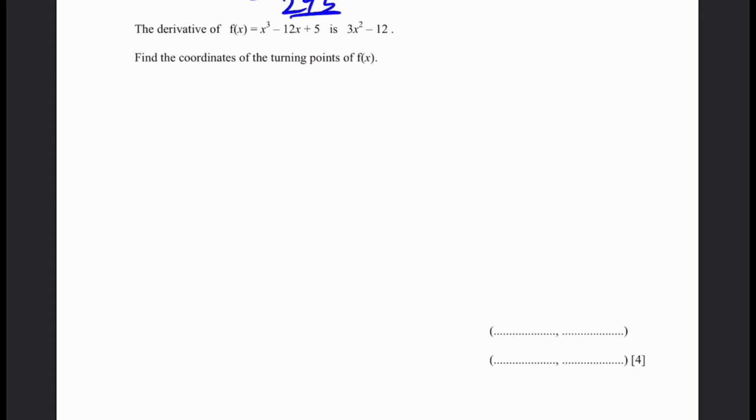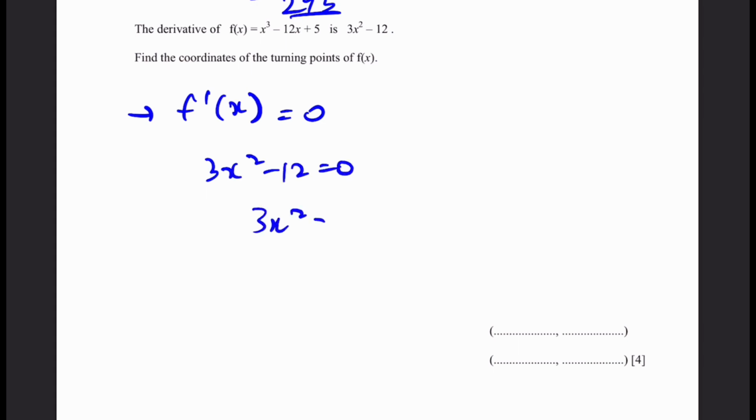The derivative of f of x equals x cubed minus 12x plus 5 is 3x squared minus 12. Find the coordinates of the turning point of f of x. Well, here we're already given the derivative of f of x, which is 3x squared minus 12. So turning points will be where f prime of x, or the derivative of f of x, is equal to 0. That means 3x squared minus 12 equals 0.